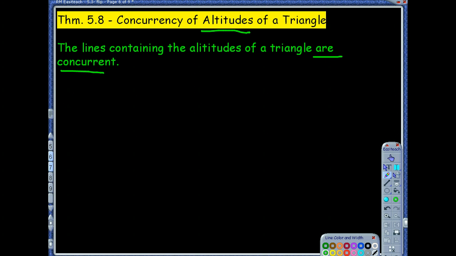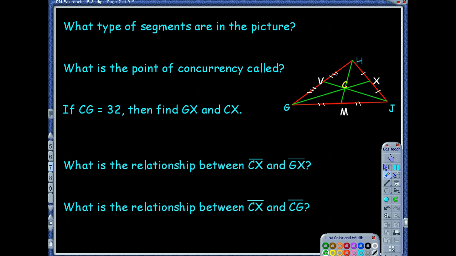But they are all concurrent lines, so that's something special, and that point of concurrency we do have is called the orthocenter. All right, so let's try to apply some of these concepts. This one has lots of questions. Let's start with the first question, and I think it's kind of an important one for when you get tested or quizzed over these concepts.